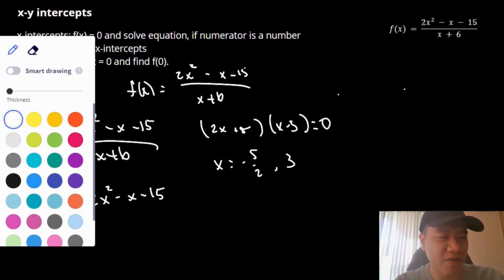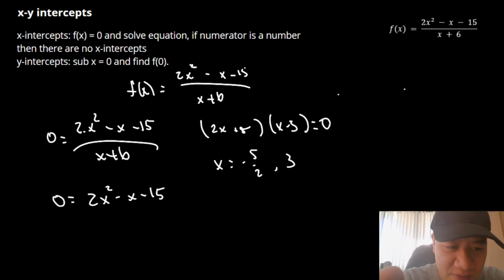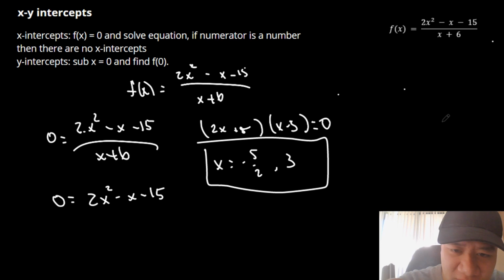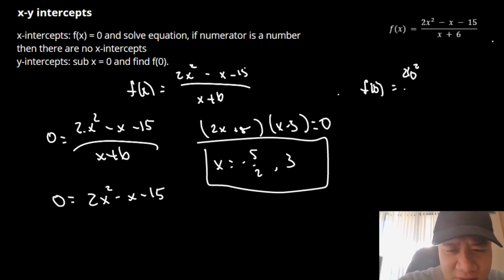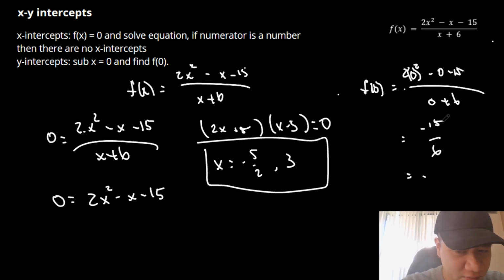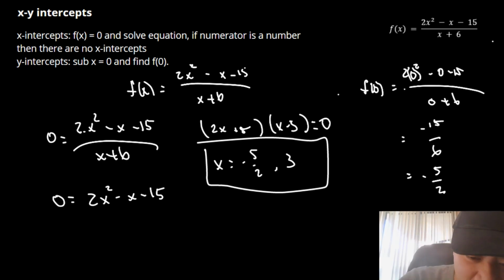Alright, and then let's get our y-intercept. We just have to sub in 0. So f of 0 is 2 times 0 squared minus 0 minus 15, all over 0 plus 6. This is negative 15 over 6, which is negative 5 over 2. Okay, that's our y-intercept.